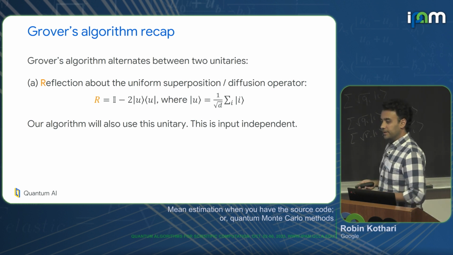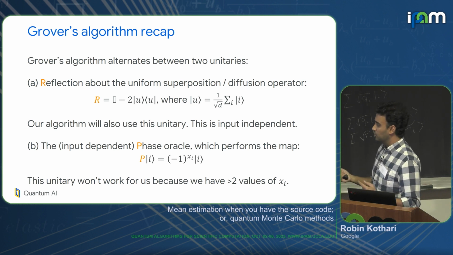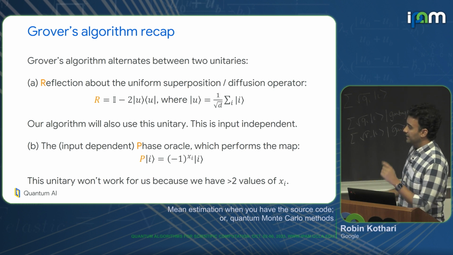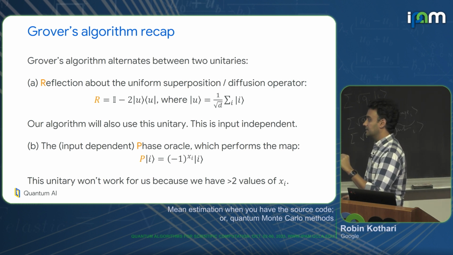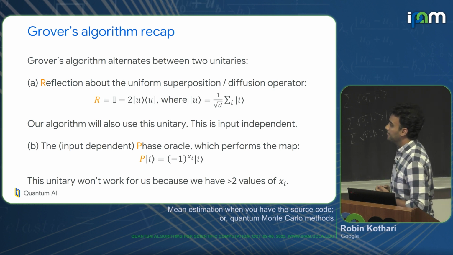So in Grover's algorithm, of course, the input has to enter somewhere. It enters to the second unitary. And the second unitary in Grover's algorithm is, I'm going to call it the phase oracle. I'm going to call it P for phase. And it performs the following map. It takes ket I and maps it to ket I if xi is 0, and it maps it to -1 times ket I if xi is 1. So that's the phase oracle.